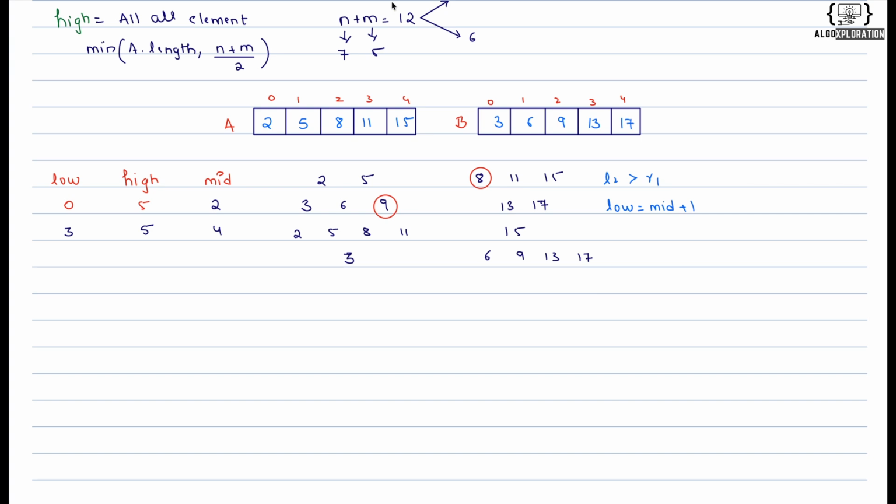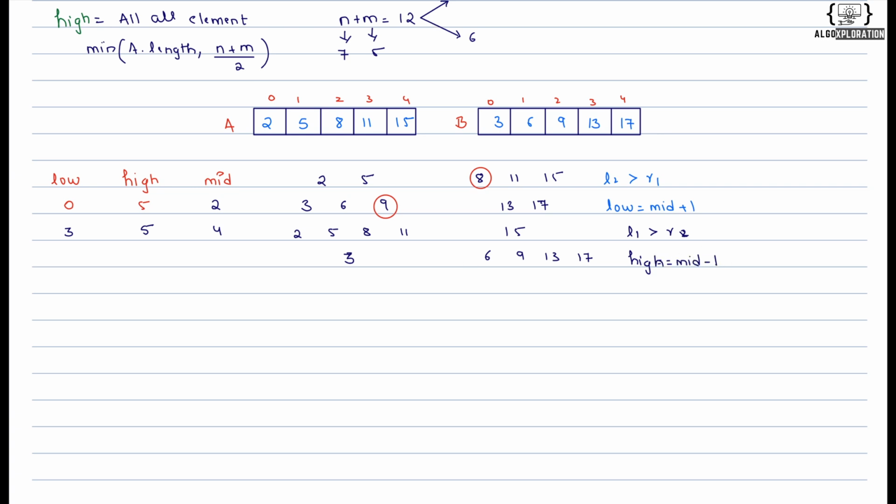Now if you take a look at L1, L2, R1, R2, we can see that L1 is greater than R2. L1 is coming out to be greater than R2. If that's the case, this 11 should be present in the second section. That means we need to reduce our picking. If we need to reduce our picking, that means we need to take our high and put it at mid minus 1. So high will be mid minus 1.